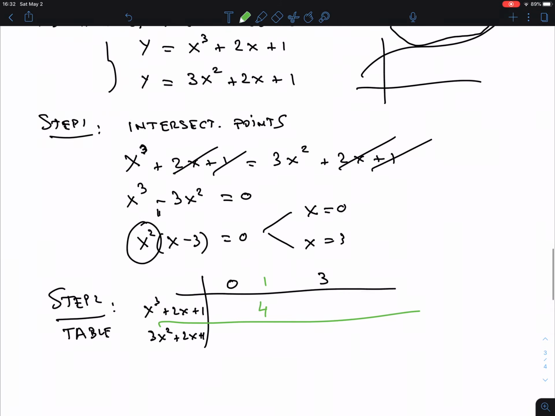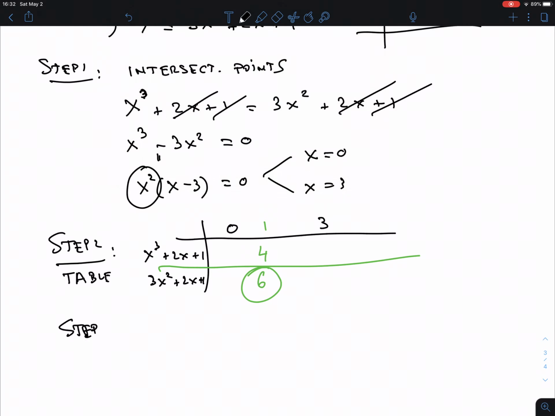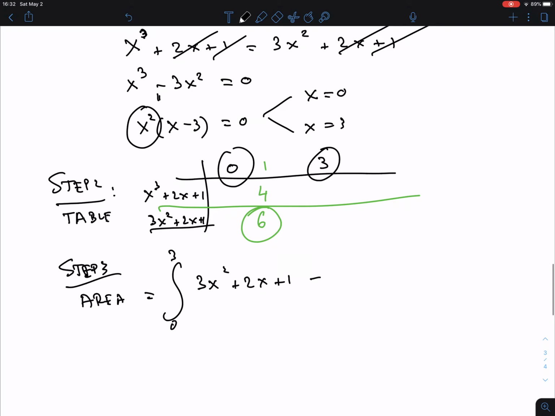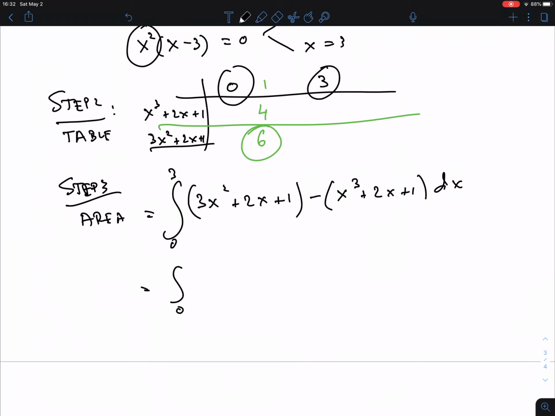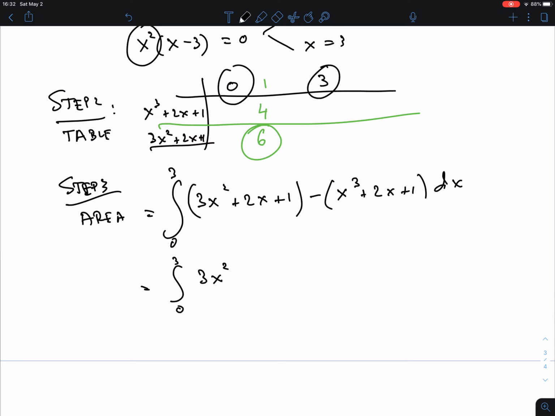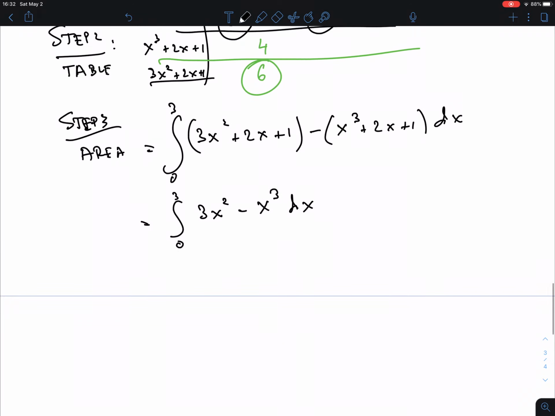So this is the top curve, so step 3: the area is the integral from 0 to 3. The top curve goes first, so 3x squared plus 2x plus 1, and subtract from that the other one, x cubed plus 2x plus 1, dx. Let's work this out. We have a 3x squared, we have a 2x, but it cancels with the negative 2x here, and that 1 cancels with the 1 there. If you don't believe me, do it separately, and you get this.